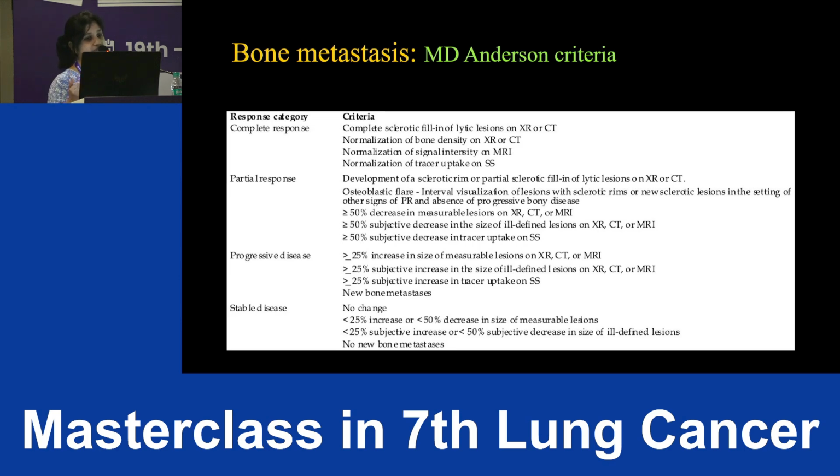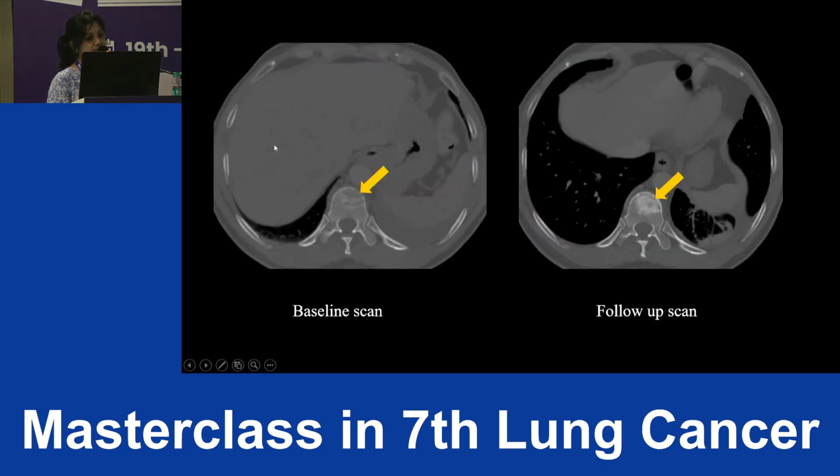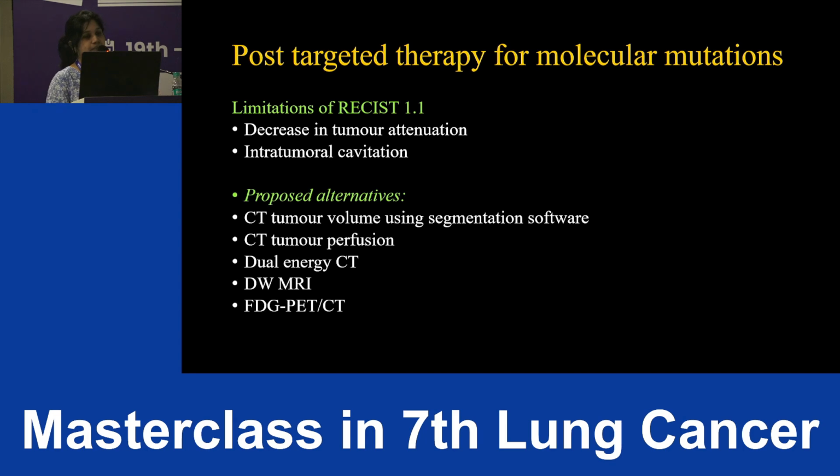Progressive disease, if there's a more than or equal to 25% increase in the size of the lesions. And stable disease is not fitting into either. So this was a baseline scan, and you can see there is increase in sclerosis. So this is a case of a response and not progression.